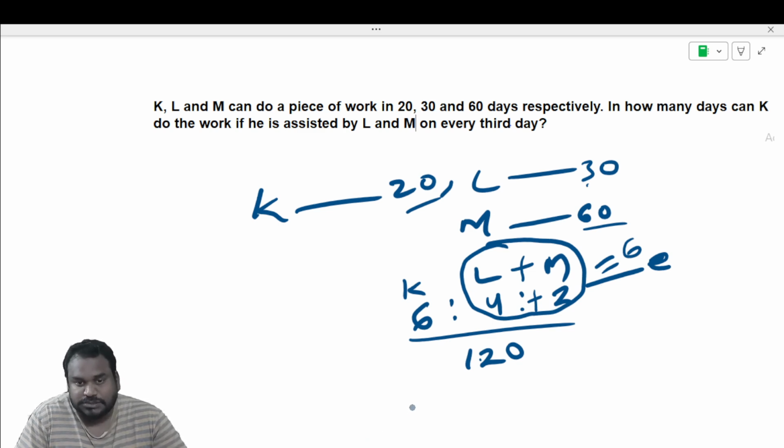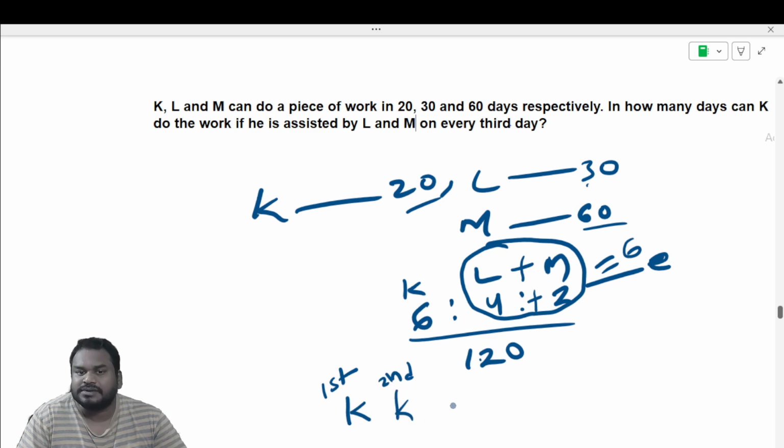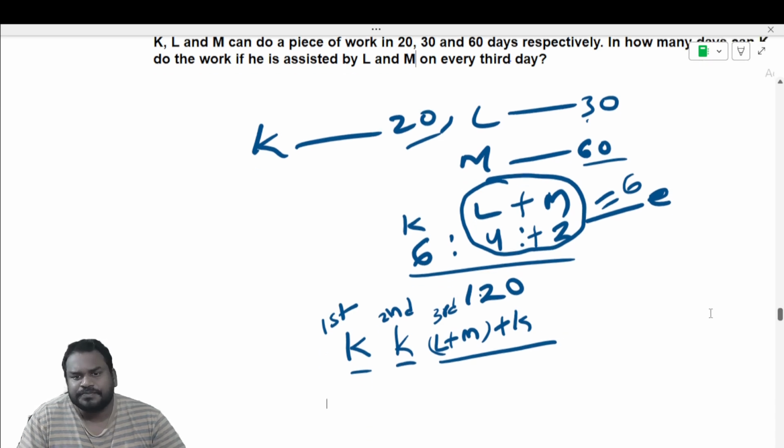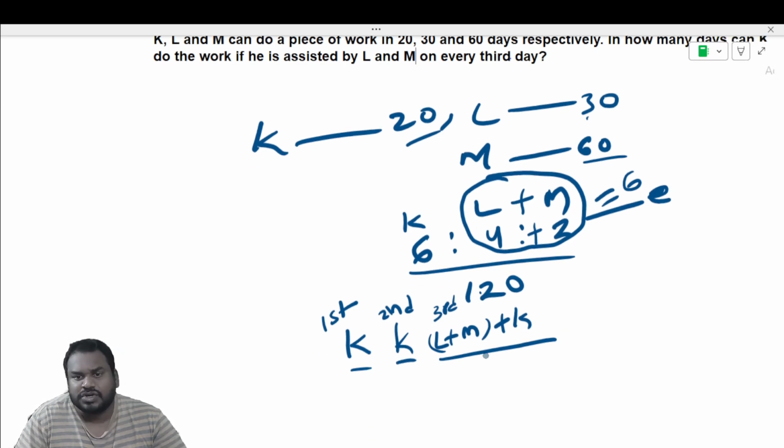Okay. So now, thinking that, we can conclude one thing. On the first day K is working. On the second day again K is working. And on the third, what is happening? L plus M joined with K. This is one unit, this is one unit, this is one unit. So now you do one thing. When L and M join with K, L and M is 6 already.